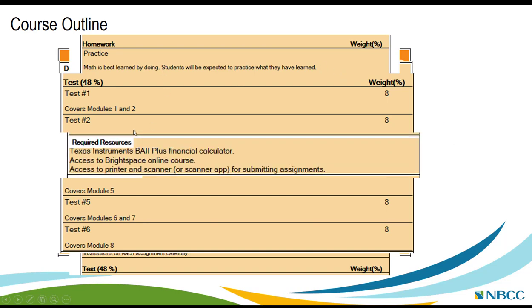And the last thing is the required resources. You need a Texas Instruments BA II Plus financial calculator. That is the calculator that we use for this course, and I'll ask you in the intro to do some modifications to that calculator. You need access to the Brightspace online course, and you need access to a printer and scanner or a scanner app. So if you do not have an actual scanner, you can get scanner apps for your smartphone, which work great.